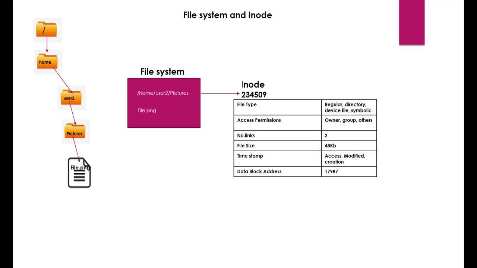It also has information about the file size and timestamps: when it was accessed, when it was created, and when it was last modified. And finally, it will have a data block address as well. The numbers in the data block address refer to the start and end points of the data blocks for this particular file. Using the data block address, the file system is going to read and write data on the storage device. I hope you have a clear picture of what a file system and an inode are.